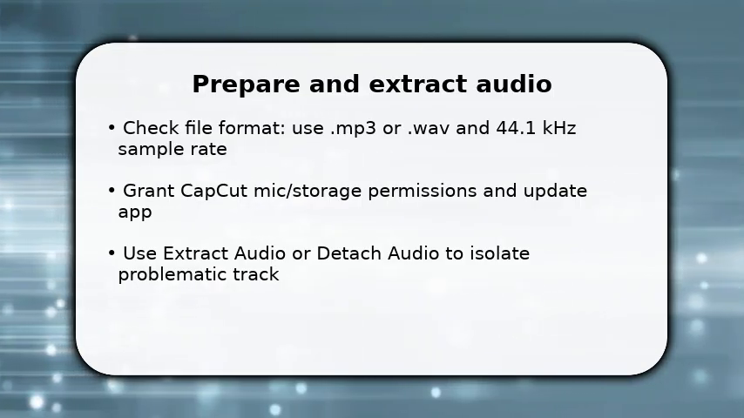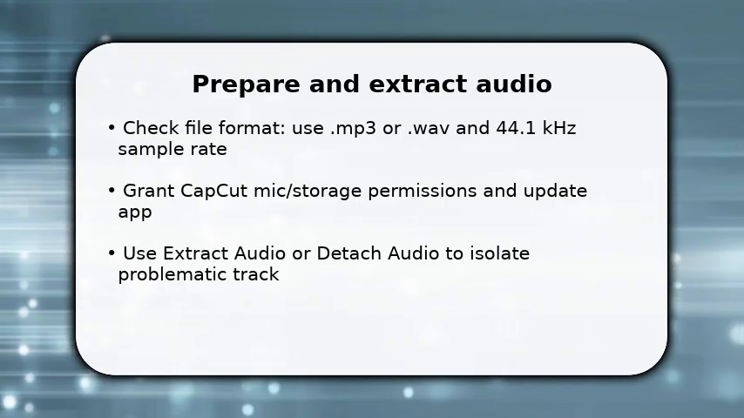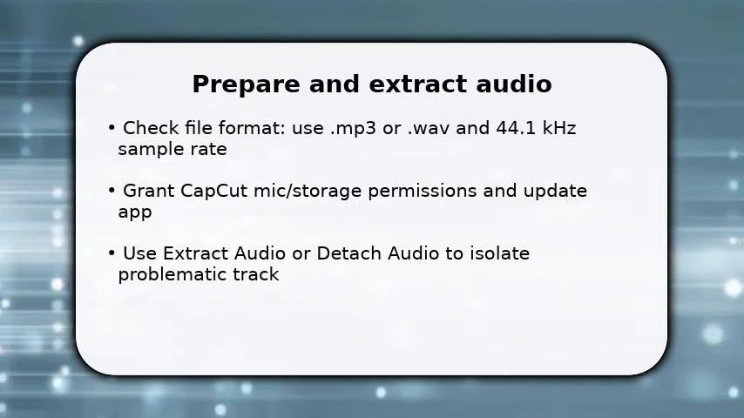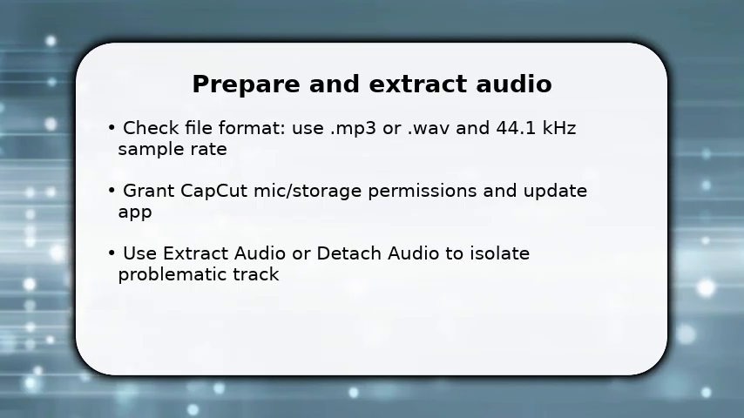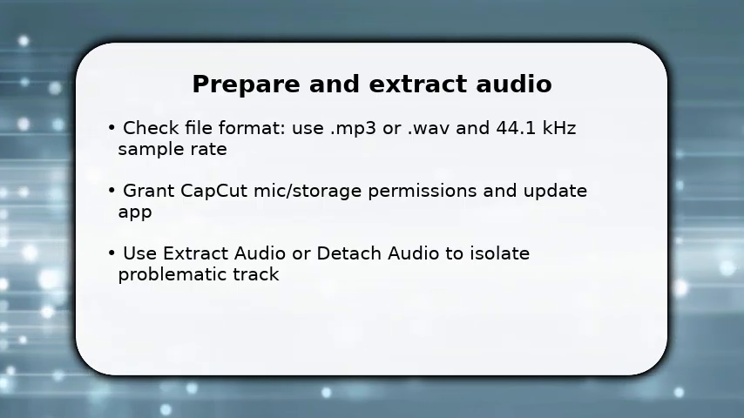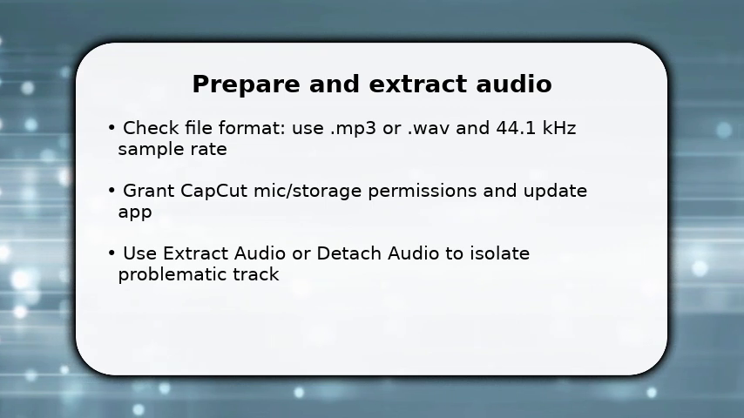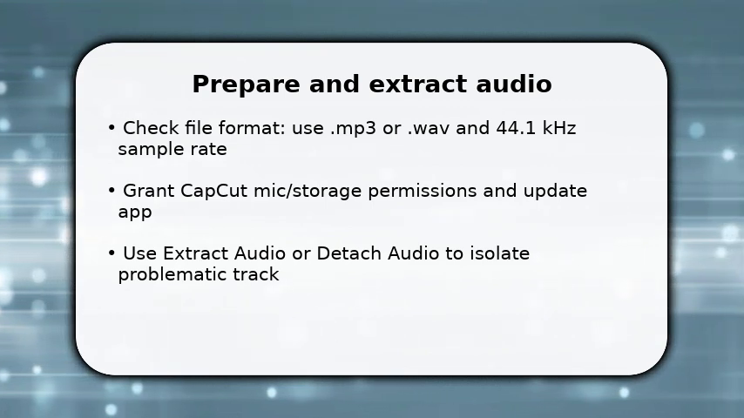MP3 or WAV at 44.1K HZ works best. If permission prompts appear, allow storage and microphone access so Capcut can import and export audio without errors. This prevents silent exports later.